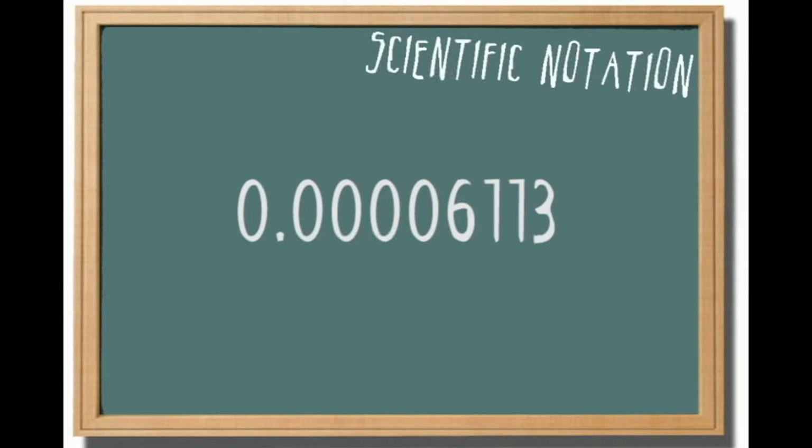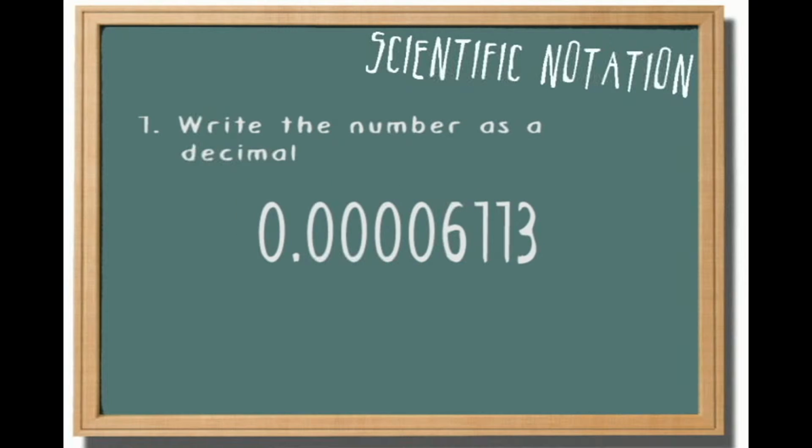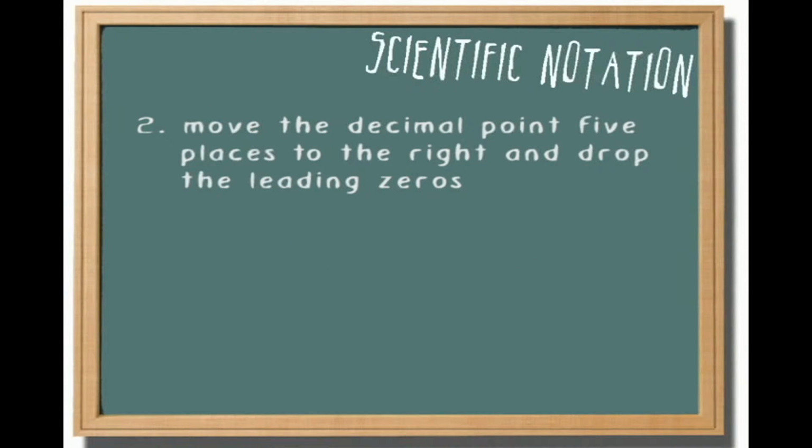Let's go back to our steps. Number 1. Write the number as a decimal. That's easy, because it's a decimal. Exactly. So number 2. In order for us to change our original number to a new number between 1 and 10, move the decimal point 5 places to the right and drop the leading zeros. So our result is 6.113.